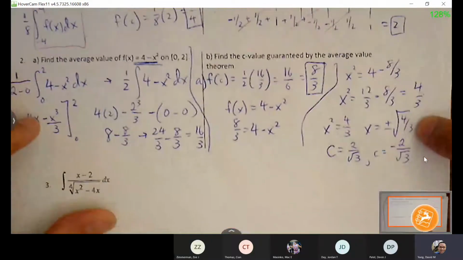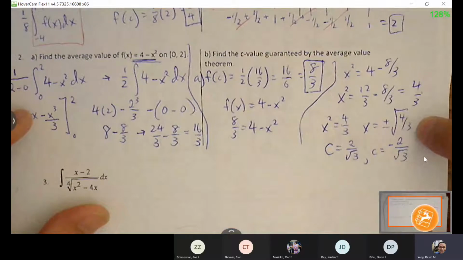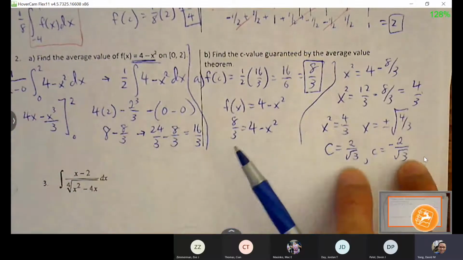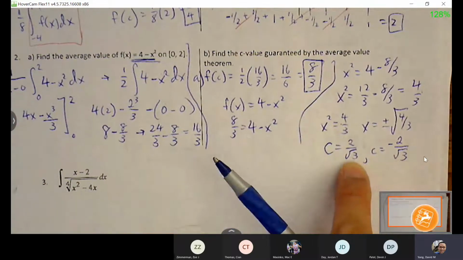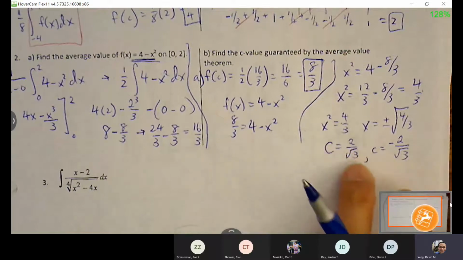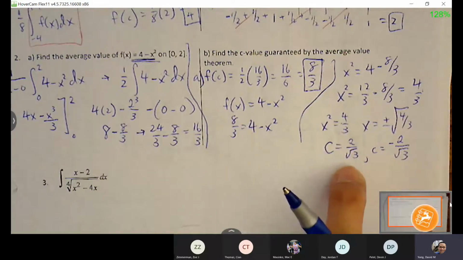Okay, square root of 4 is 2. So I reduced it to be 2 over root 3. Now, we know that these are going to be positive, relatively small numbers there, 2 over root 3 and negative 2 over root 3.